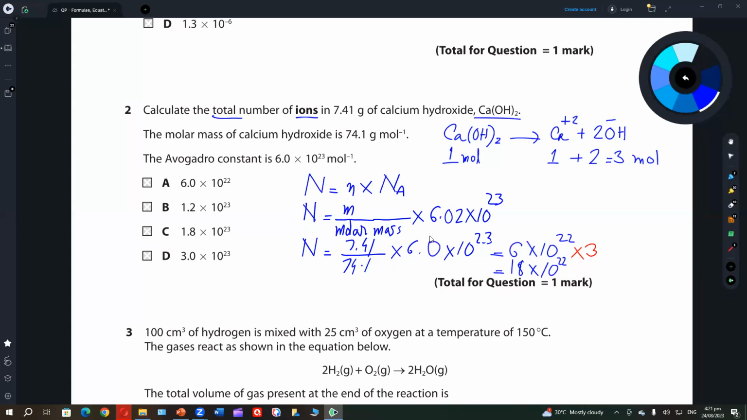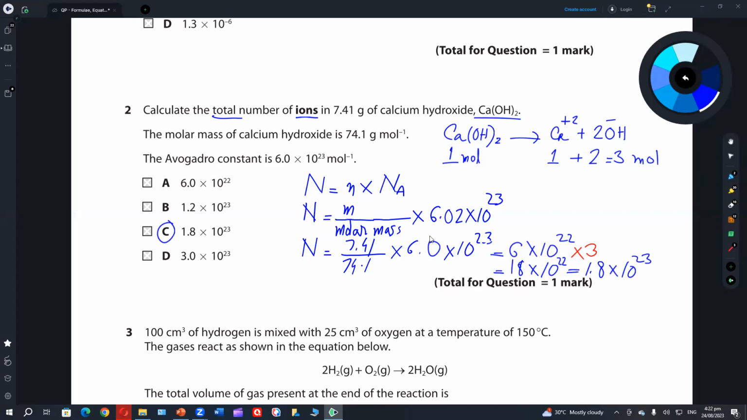Actually, it is a compound which will break down into ions. In that case, there'll be three different ions. Ca2+ is an ion, and OH- is an ion, hydroxide ion. But that's only two. Wait, yes, please. 2OH, right. Okay, it's 2OH. That's why it's three. Okay, that makes sense.